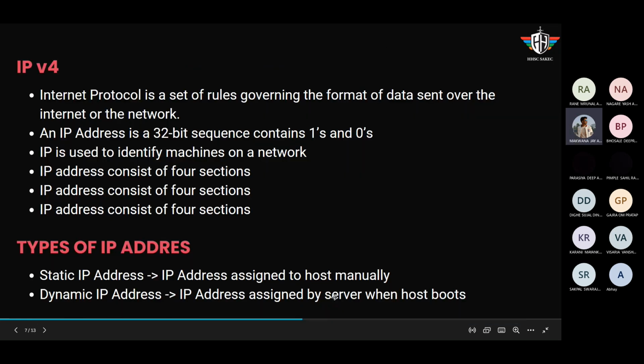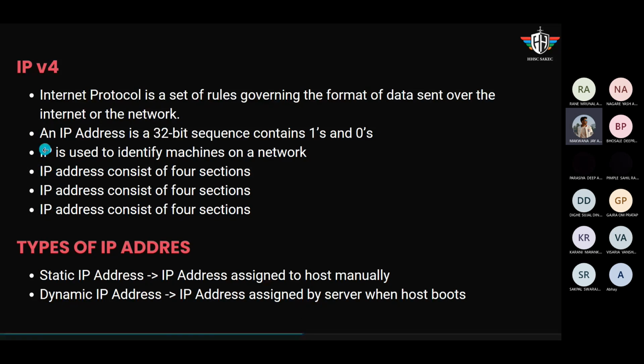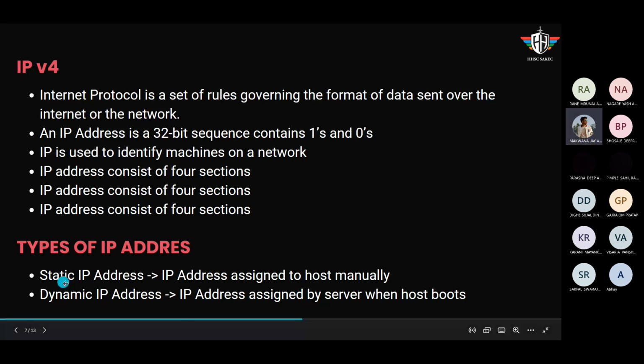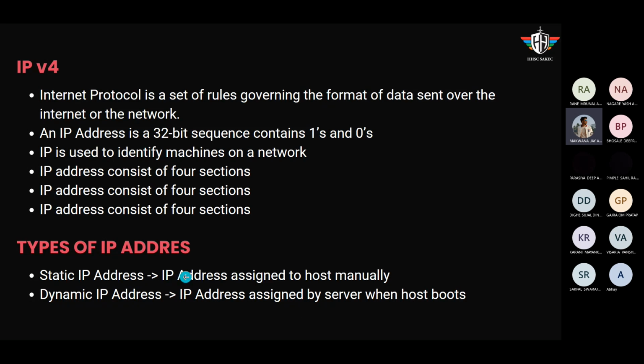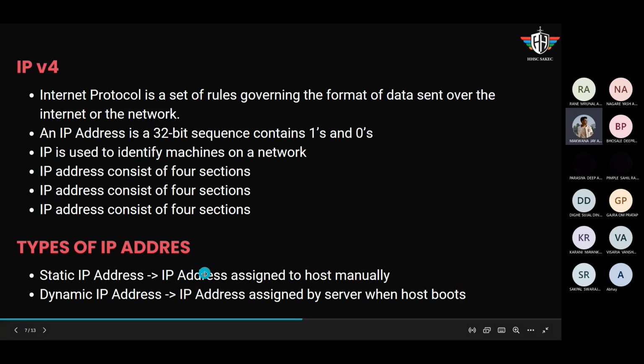I forgot to tell you about static IP address and dynamic IP address. We have learned that an IP address is used to identify a machine on a network. An IP address consists of 4 sections, and each section is 1 octet, right? And there are two types of IP addresses, static and dynamic. Static means you can change your IP address manually and give the static IP address which you want. That will not change if you connect and disconnect to the network. Your IP address will remain the same in that network.